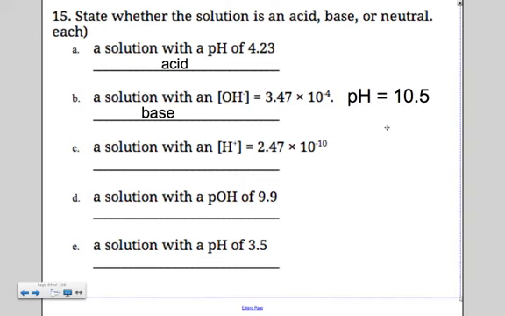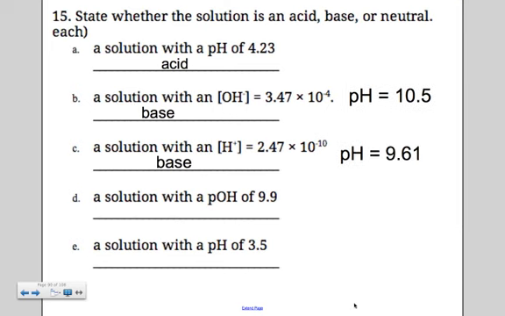A solution with a hydrogen concentration of 2.47 times 10 to the negative 10th. Doesn't give me pH, so I can't say just yet, but I can take the negative log of that number because it is the hydrogen concentration. So negative log 2.47 times 10 to the negative 10th gives me a pH of 9.61, which is a base.